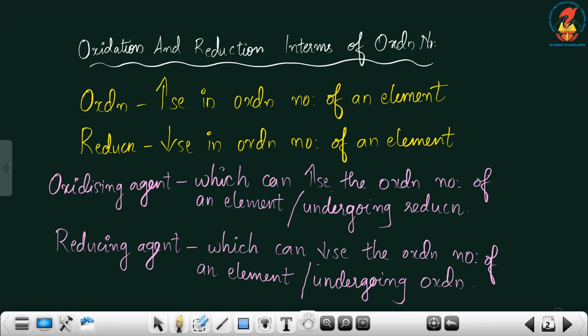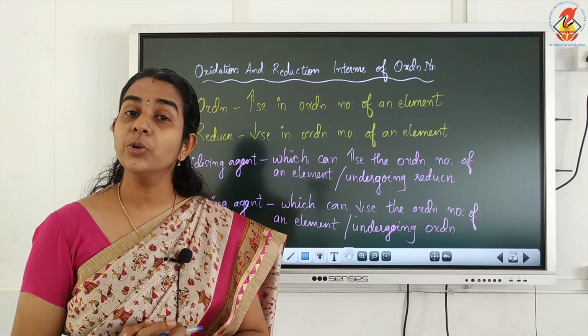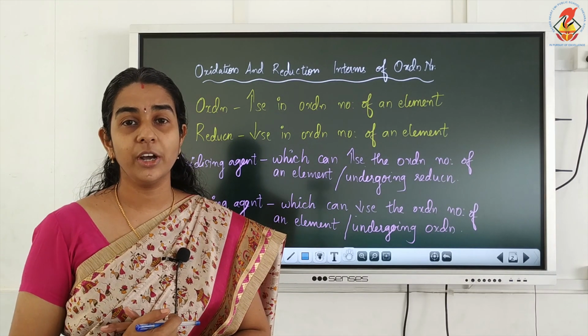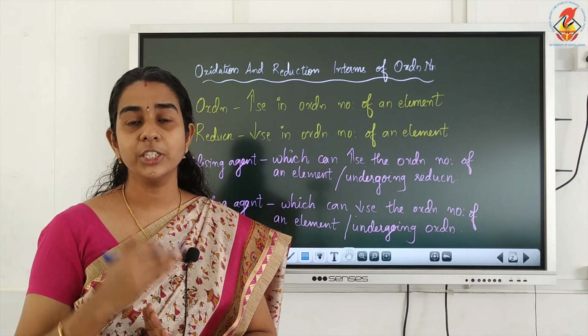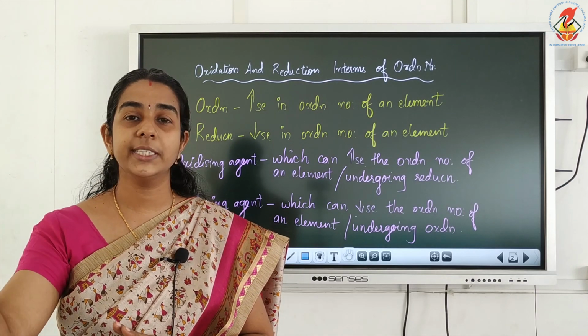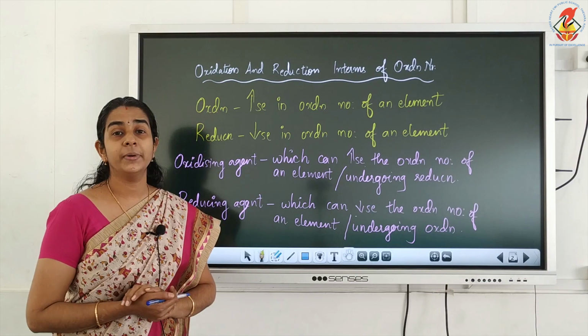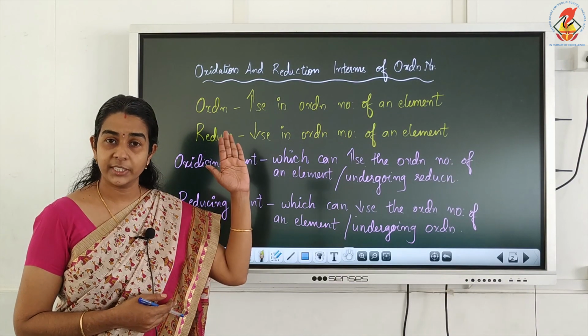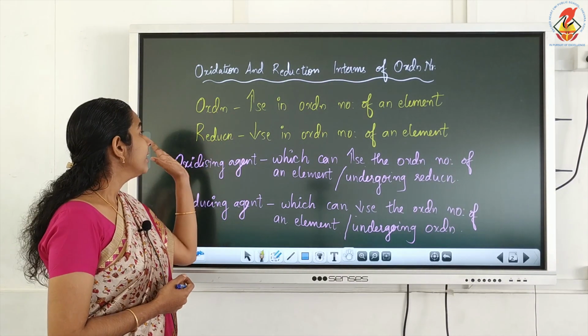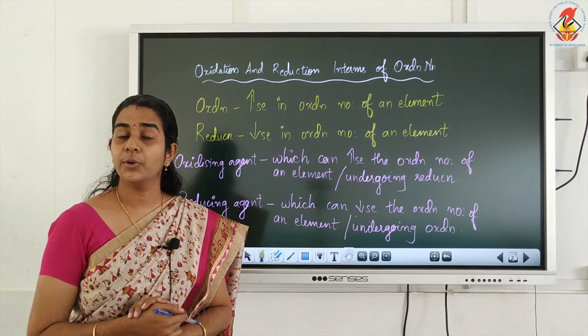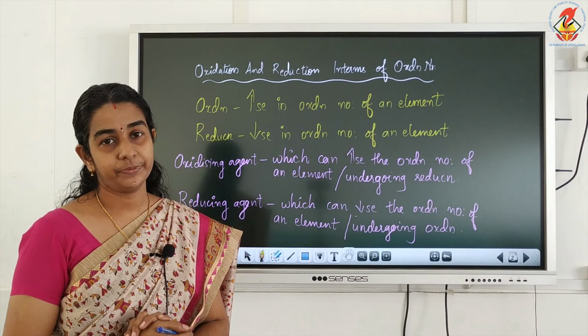Why is there an increase in oxidation number during oxidation? Because there is losing of electrons. During losing of electrons, what happens to the charge? If it is a positive charge, +1 will become +2 or +3 or +4, etc. That means an increase in oxidation number always represents oxidation, and a decrease in oxidation number always represents reduction.